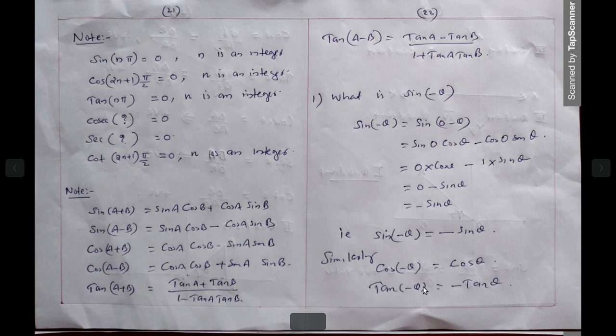Then what about tan minus theta? You know that tan theta is equal to sin theta by cos theta. So you have to divide these two equations. Sin minus theta by cos minus theta is equal to what? Minus sin theta by cos theta. Sin by cos is tan. So tan minus theta is equal to minus tan theta. Right.